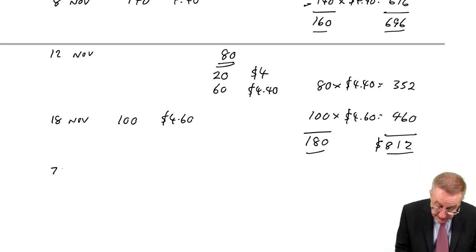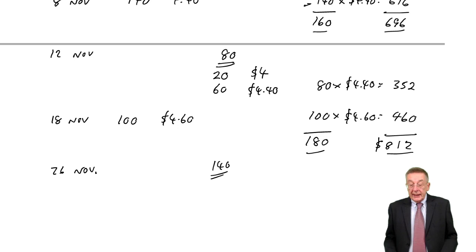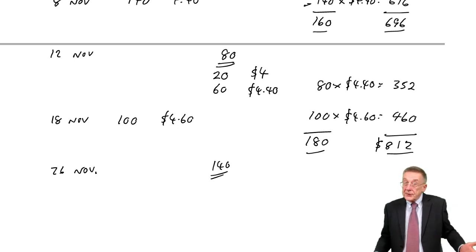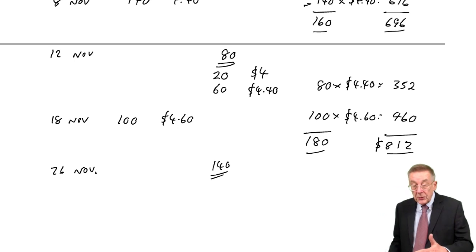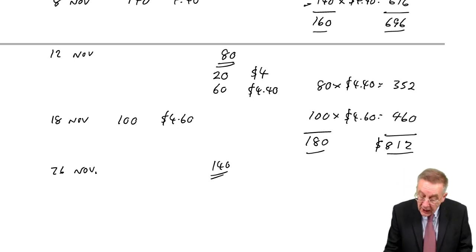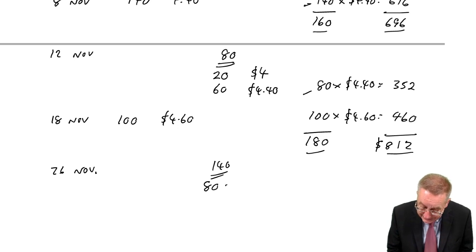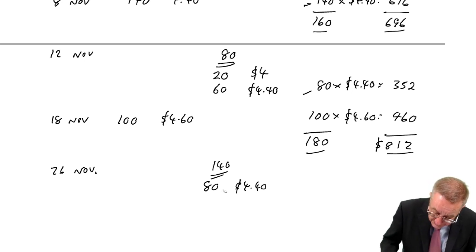Finally, 26th of November, we issue some more, 140. And which ones are we issuing? Remember, we've got 80 there, which costs $4.40. We've got another 100 there, which costs $4.60. Well, we assume with first in, first out, that whenever we issue any, it's the oldest ones first. So those 80 have gone. So I'm going to multiply that. Those 80 go. Oops.